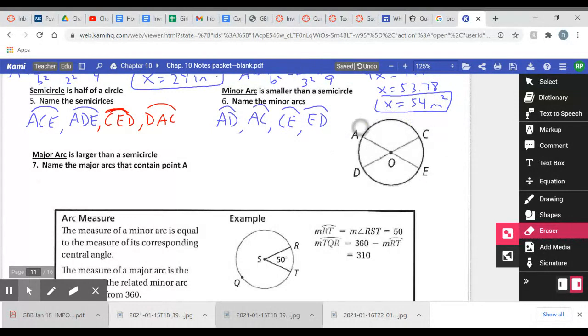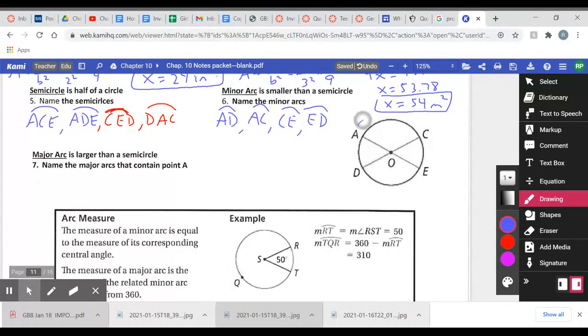Okay, the last type is a major arc. So a major arc is something greater than 180. And we're going to use 3 letters to determine it. It says name the major arcs that contain point A. So again, we want to name something that is greater than 180. So ACD would be one, from A all the way around to D. Now someone else might call that same exact arc AED. Those are talking about the same thing, so I don't want to name those as 2 different arcs, but I could call it either one.